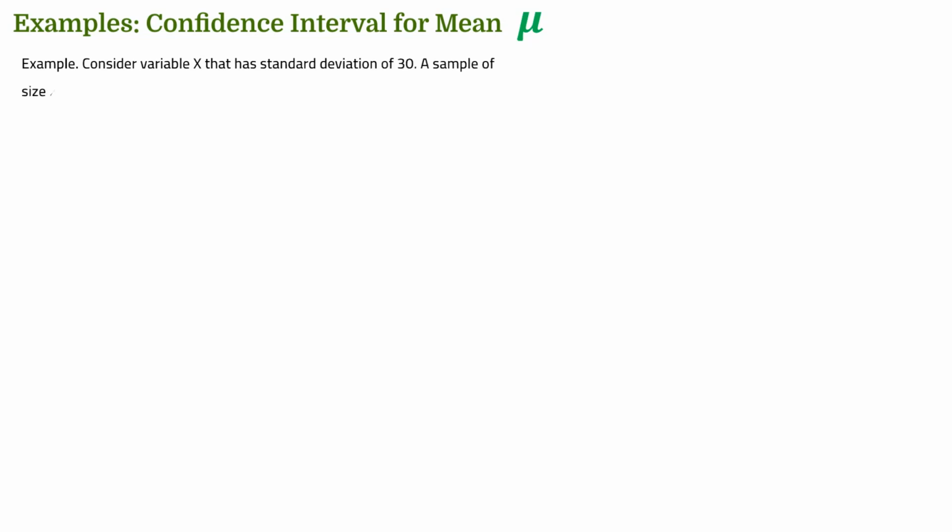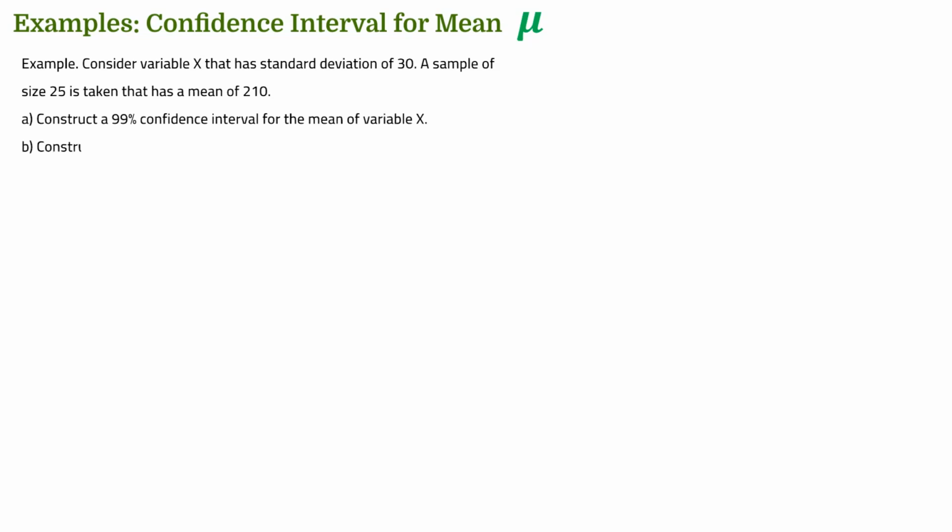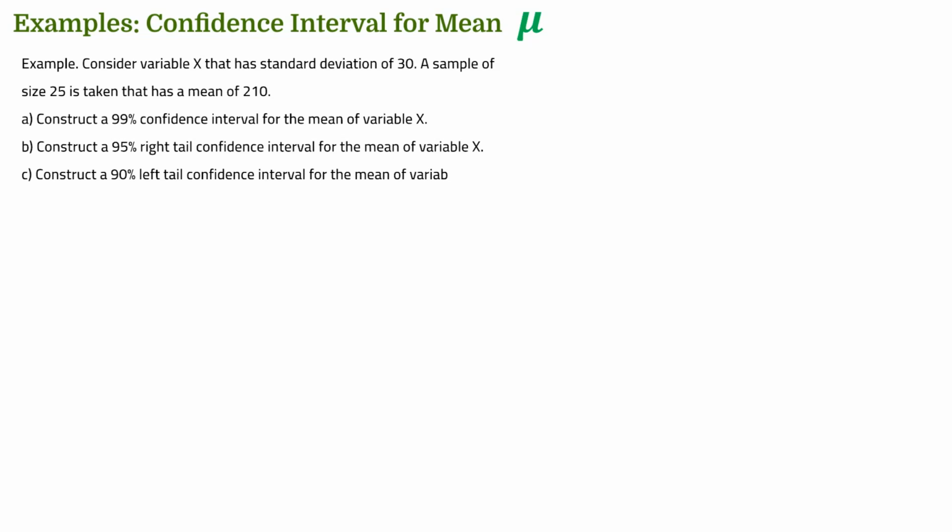Next topic, examples, confidence interval for mean or mu. We are going to create confidence interval for mu. Example, consider variable x that has a standard deviation of 30. A sample of size 25 is taken that has a mean of 210. A, construct a 99% confidence interval for the mean of variable x. B, construct a 95% right tail confidence interval for the mean of variable x. C, construct a 90% left tail confidence interval for the mean of variable x.